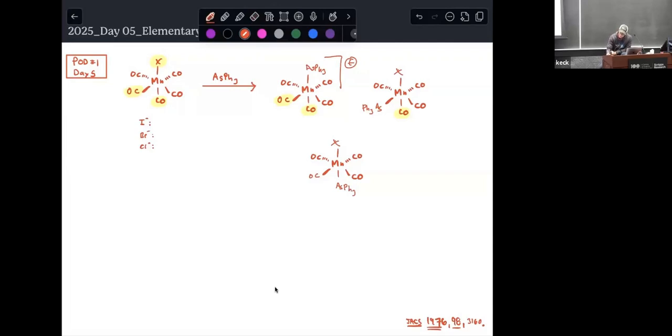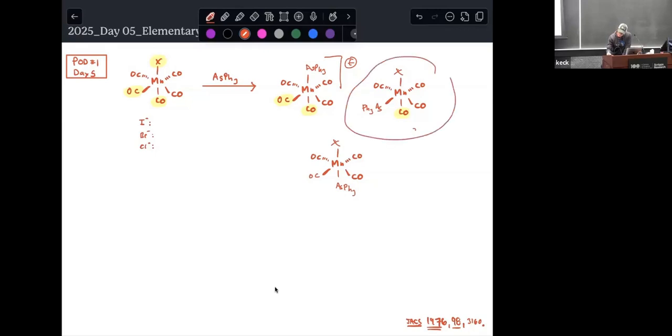And so which of these did you like? I think based on the trans effect, if I remember correctly, the CO is a stronger trans effect ligand, so the carbon monoxide opposite of another CO should leave, I think. So I think your top right one looks more... the top right one. Okay, so you like this one.